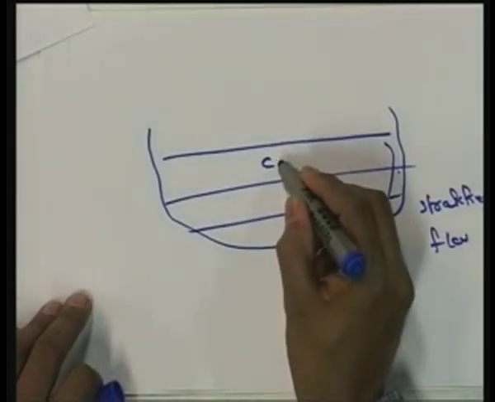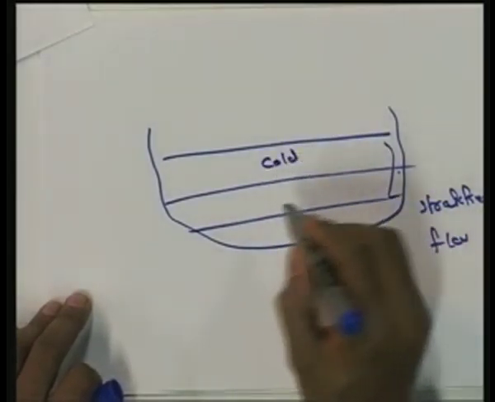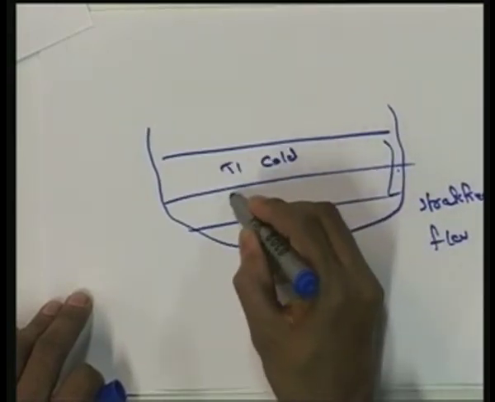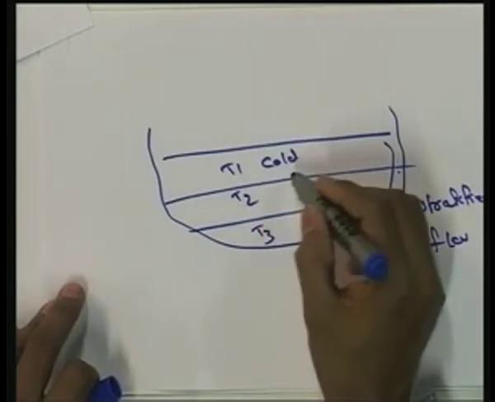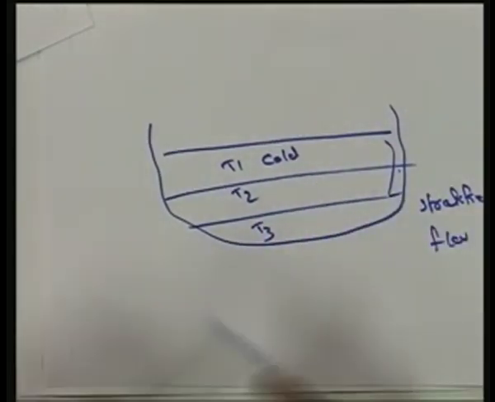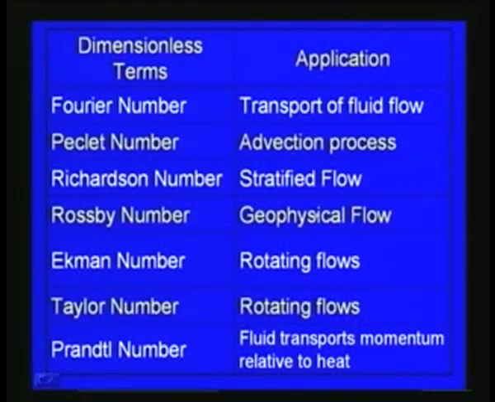One layer will be cold water, say with temperatures T1, T2; the temperature variation is there, so more cold or less cold, like that stratification is there. In that case the Richardson number is very important. And then the Rossby number, the application is geophysical flows, like when we consider the flow in the sea or estuary flow, wherever the Earth's rotation is important. For that kind of geophysical flow, the Rossby number is important.